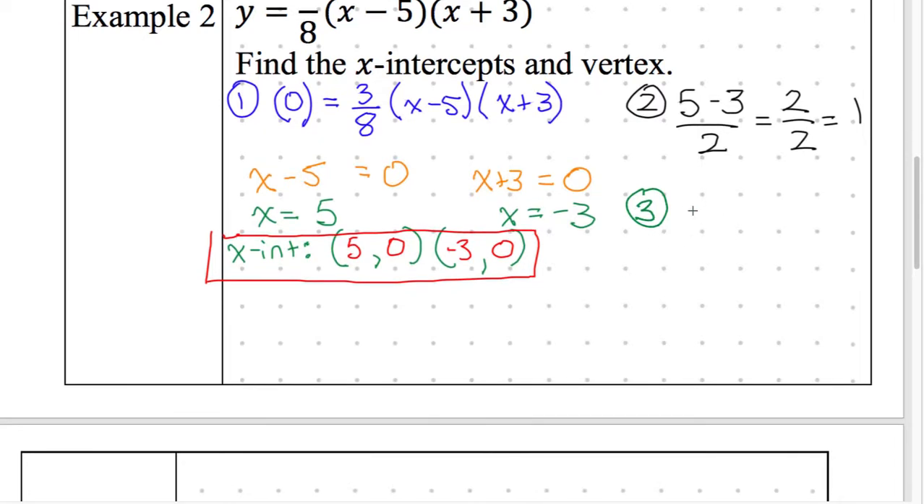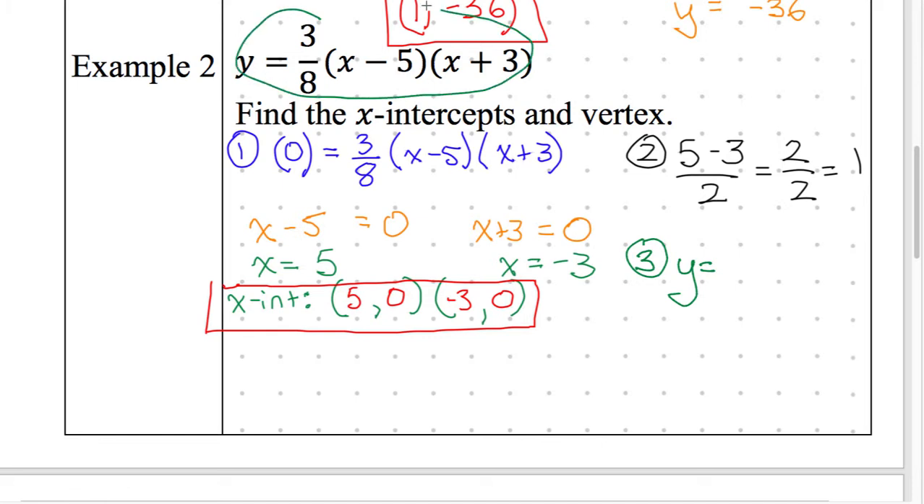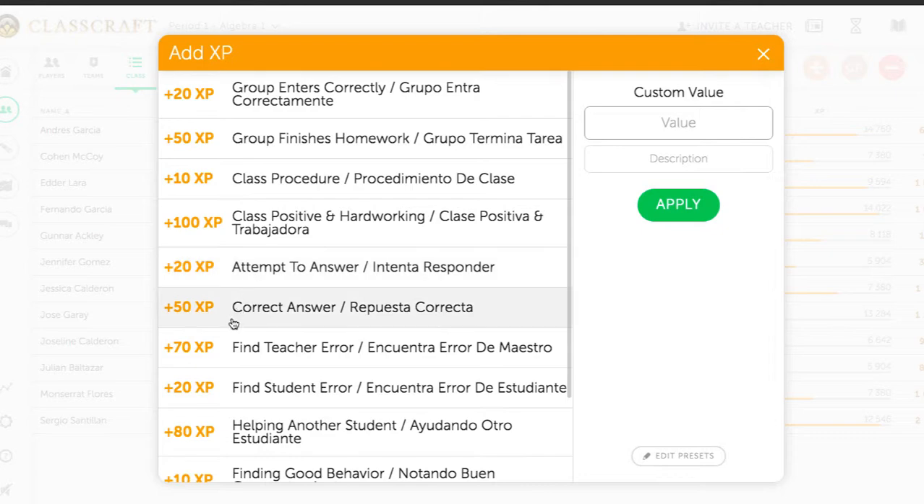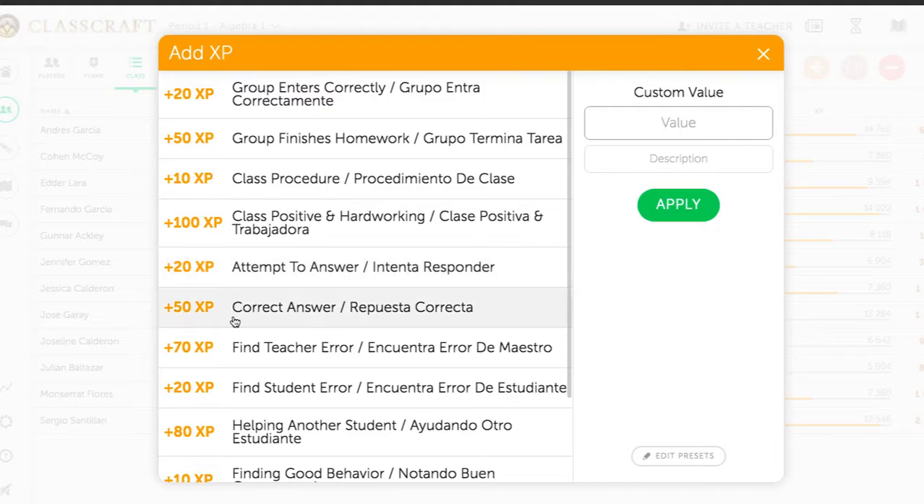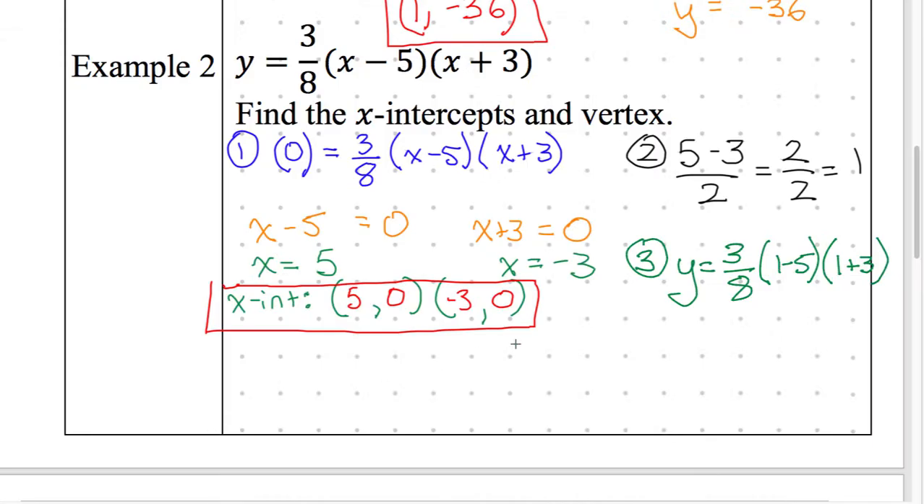You plugged in. All right, so I'm now going to have y equals, I'm rewriting this formula, but now, instead of the place of x, I have a 1. So y equals 3/8, 1 minus 5, and 1 plus 3. All right. Who wants to walk through how to do this with me? Who's going to walk through step by step to get our y-coordinate?